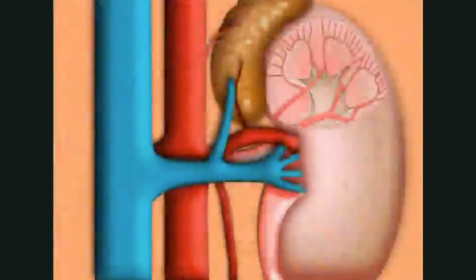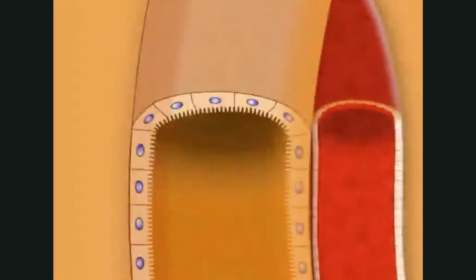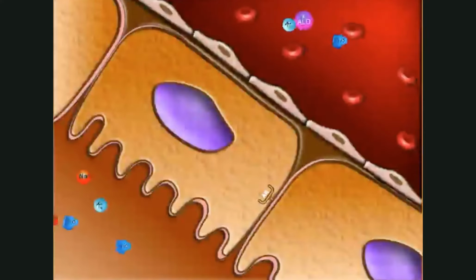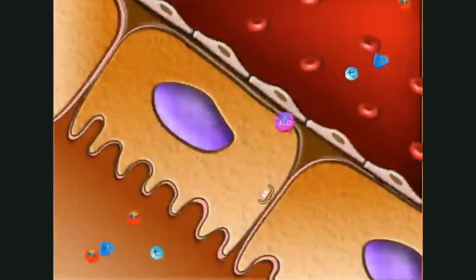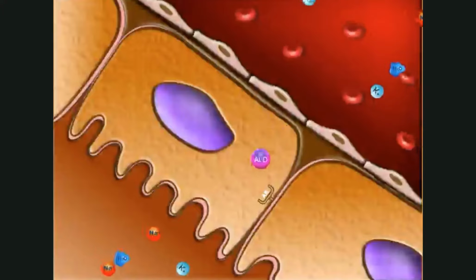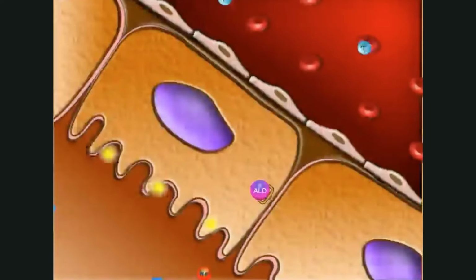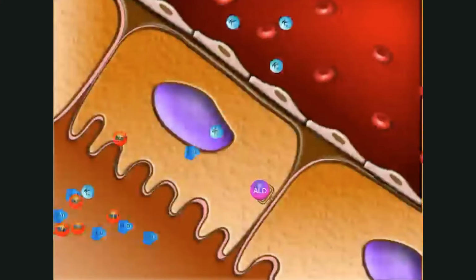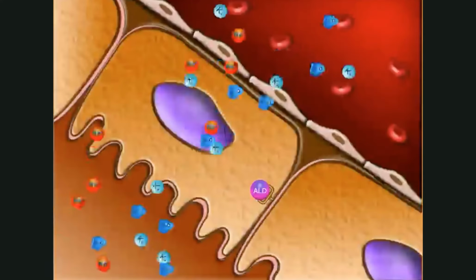Aldosterone then circulates through the bloodstream to the kidneys. Finally, it reaches the principal cells of collecting ducts. Here, aldosterone binds to its receptors, increasing reabsorption of sodium and the excretion of potassium.